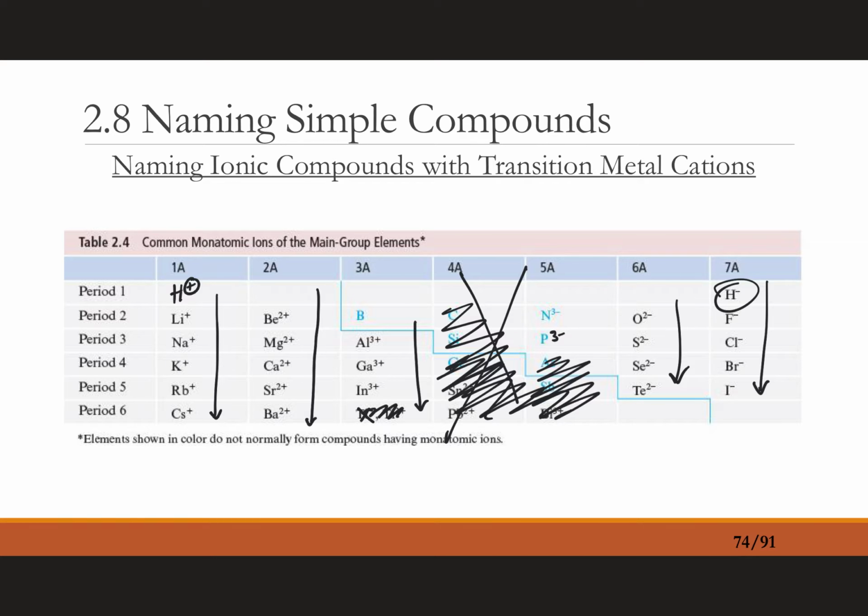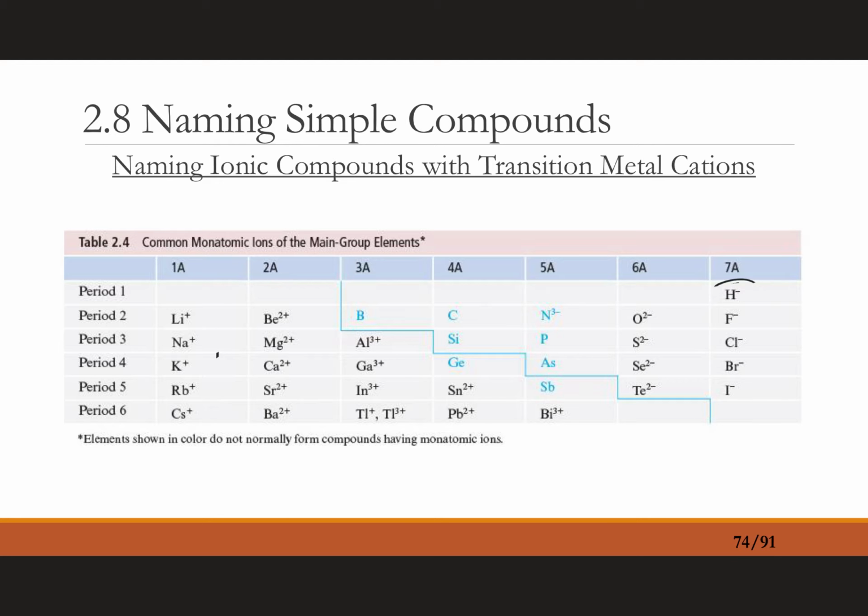We'll talk about hydrogen and its strangeness later with the charges and stuff, but what you see here are what these atoms as monatomic ions will have. I'm going to put in the H plus because that's typical. The reality is H plus doesn't exist, but it's almost as if it does exist when we talk about chemical reactions.